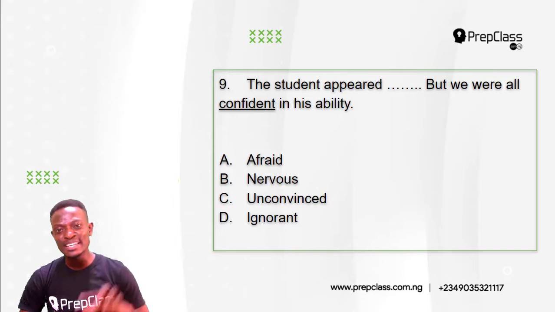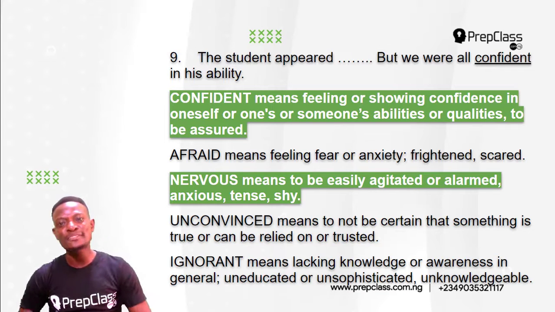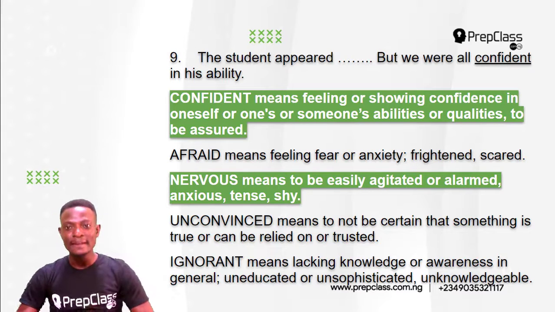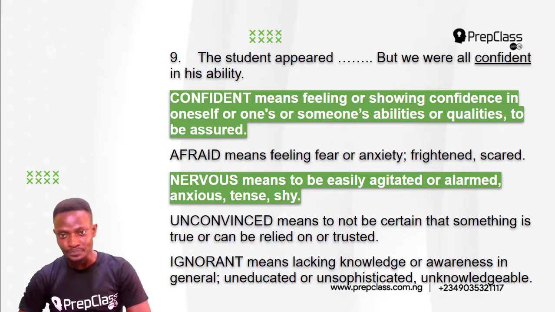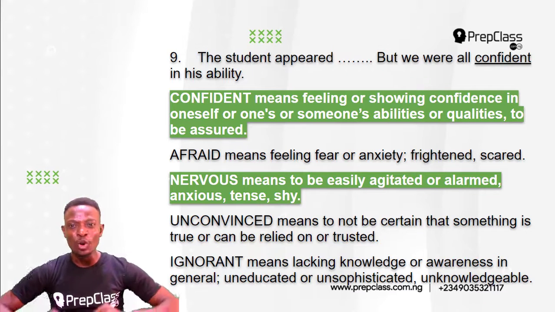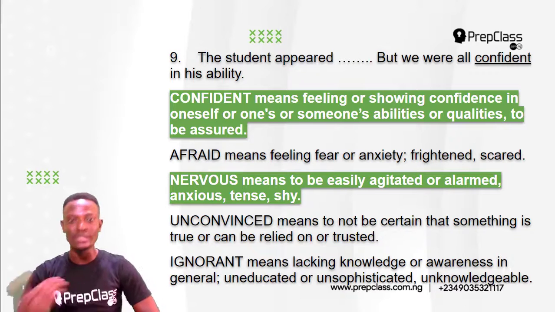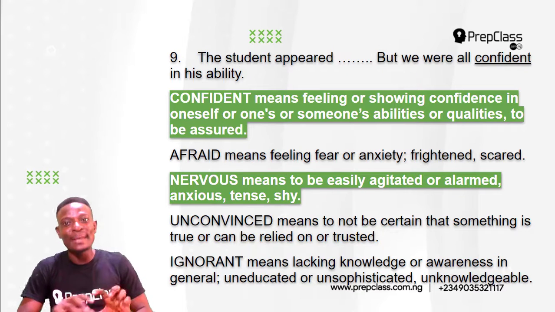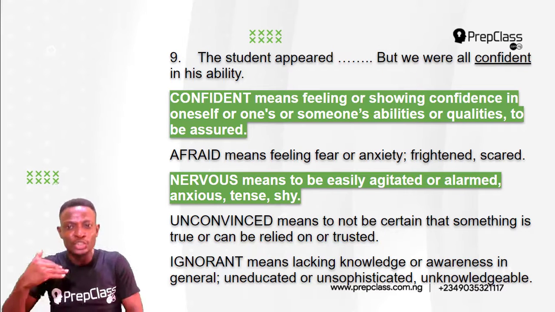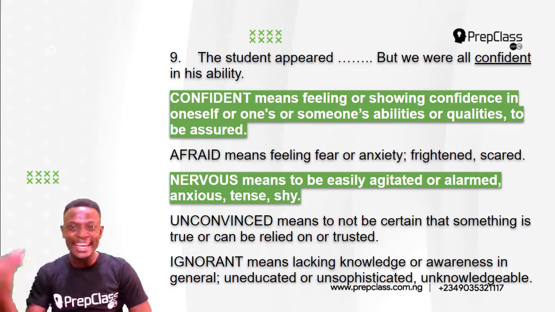So which of these options is the opposite in meaning to confident? Now, to be confident means feeling or showing confidence in oneself or in someone's abilities or qualities. To be assured. You are not shaky. You are confident in your ability, or you are confident in someone's abilities or qualities. You are assured of what they can do. Now, the student appeared dash, but we were all confident. We were all assured in his ability. We know what he can do.